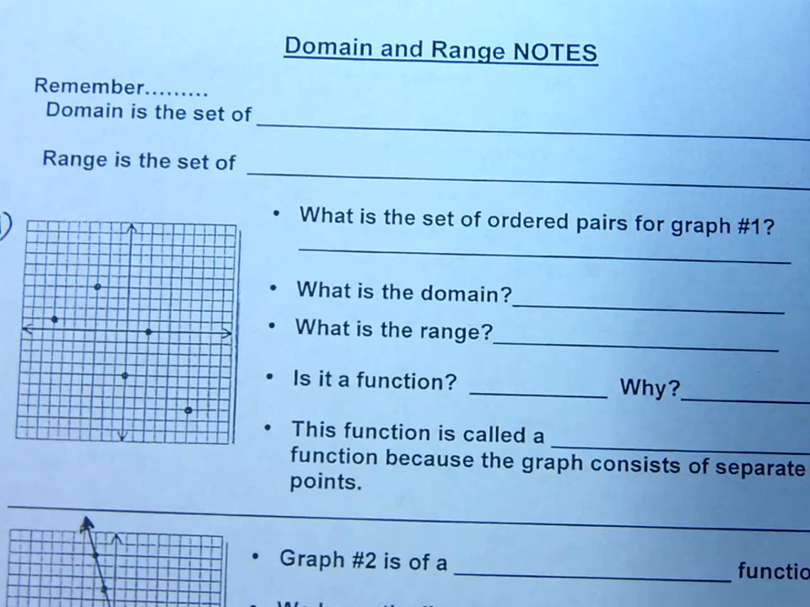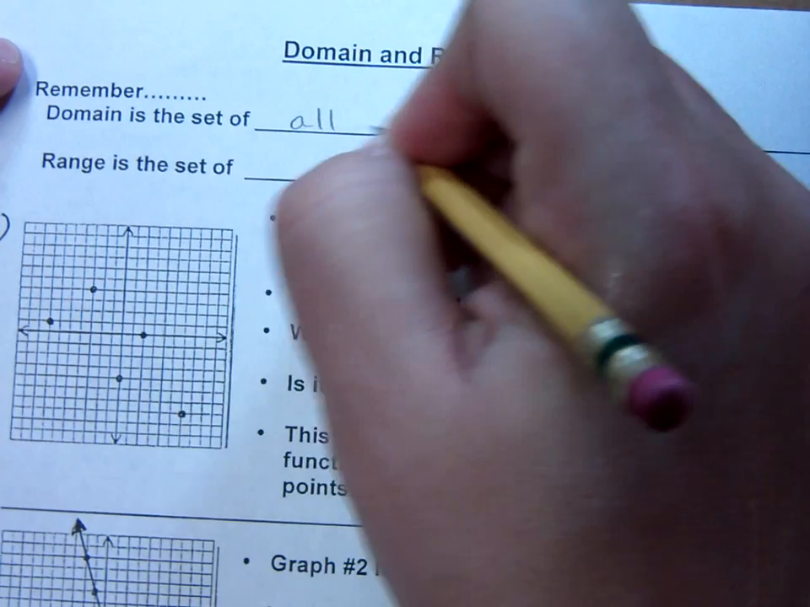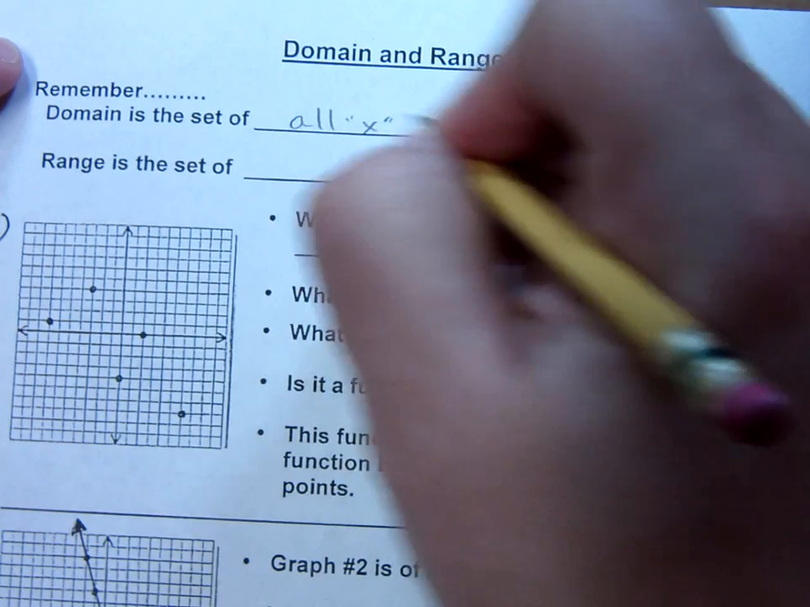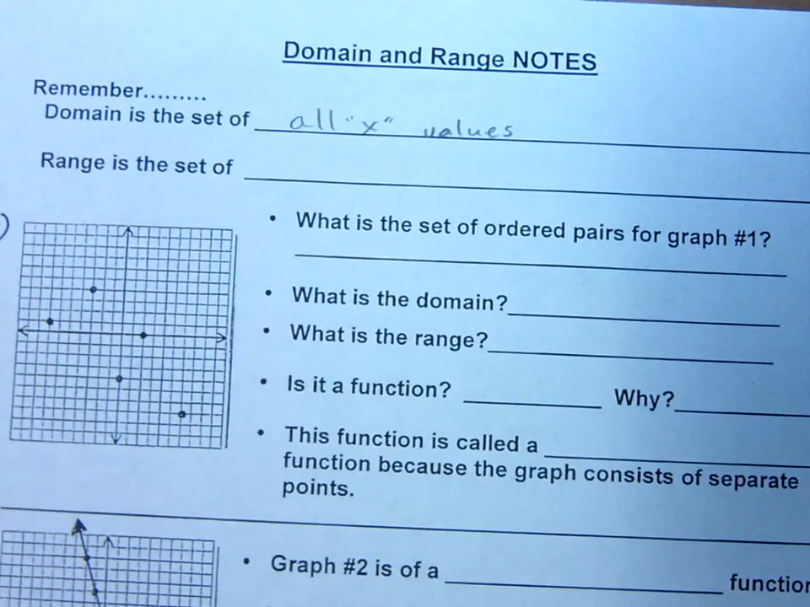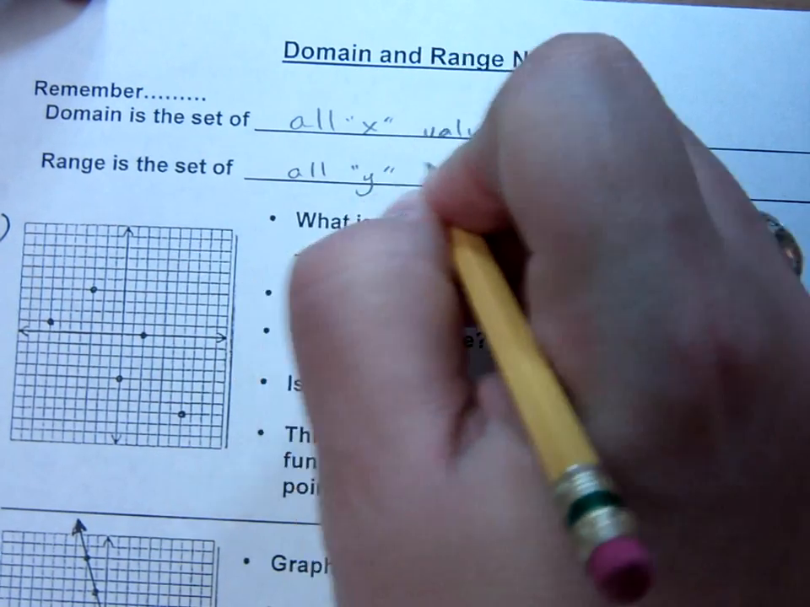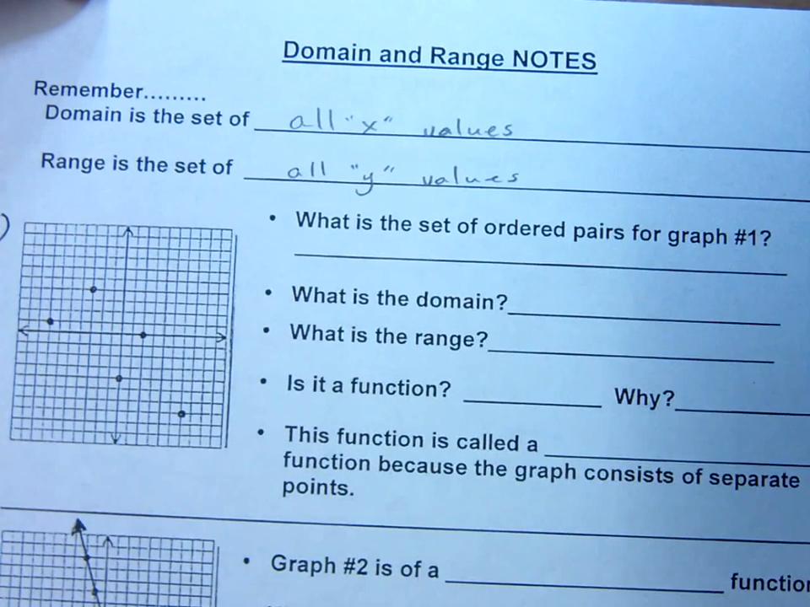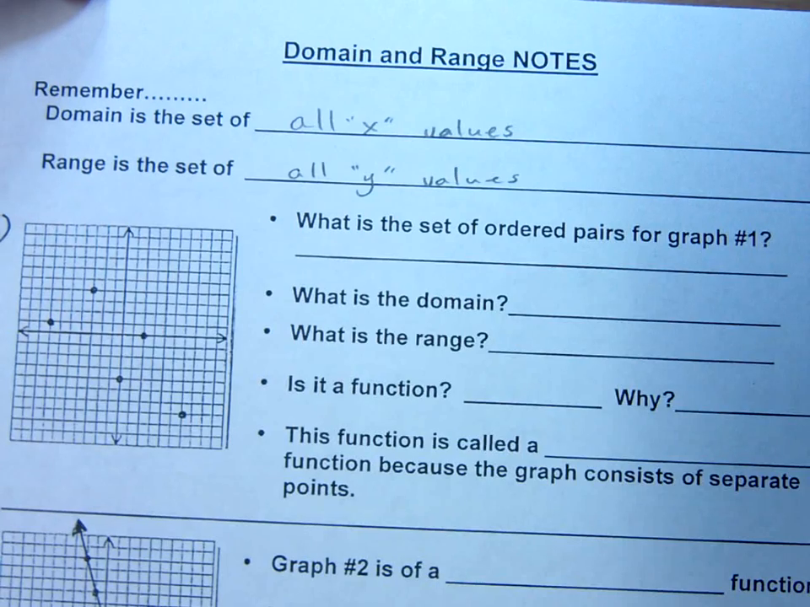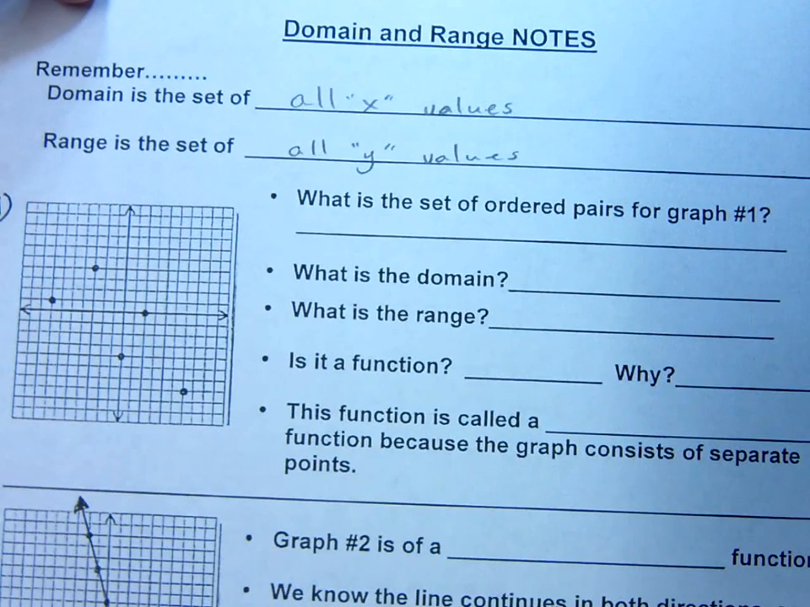It says, remember, domain is the set of all x values. Okay, so domain is the set of all x values. Range is the set of all y values. Okay, so let's go ahead and jump in, and as long as we keep that in our head, we should be okay with this. Now, it's going to look a little different, and our representation is going to be slightly different, so make sure you watch this entire video.